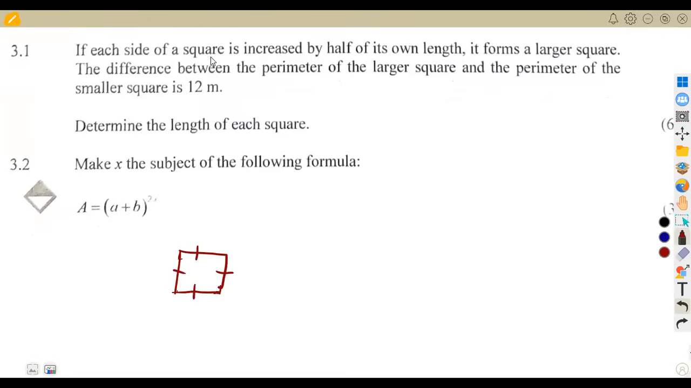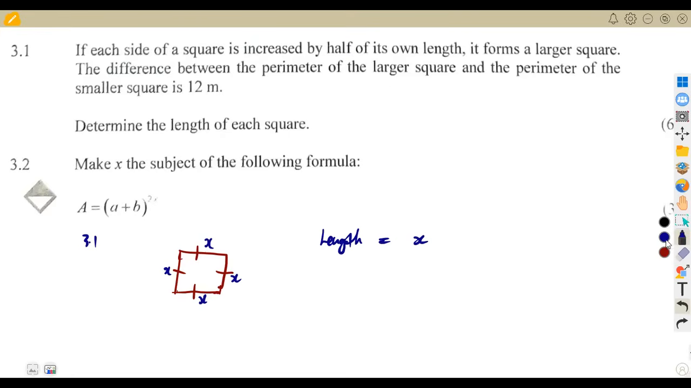So we are given that each side of a square is increased by half of its own length. Okay, what is the length of this square? We do not know. So we can just say, let the length of the square be equal to x, so that we write it in terms of x. So that is x here, that is x, that is x, that is x. The sides are the same. So they are saying each side is being increased by half of its own length.